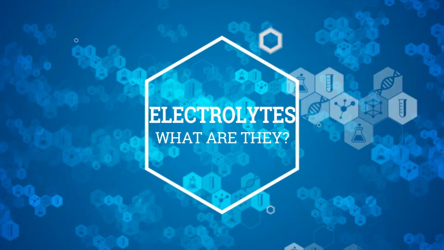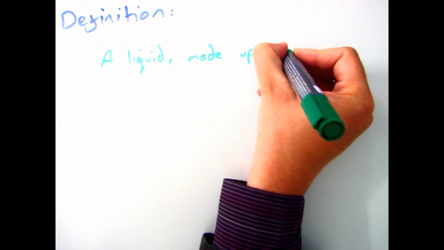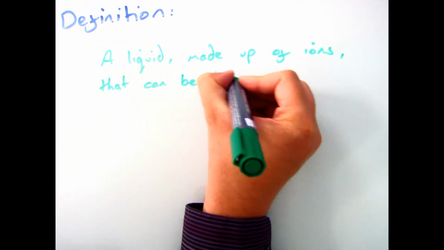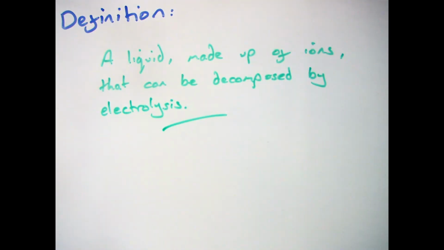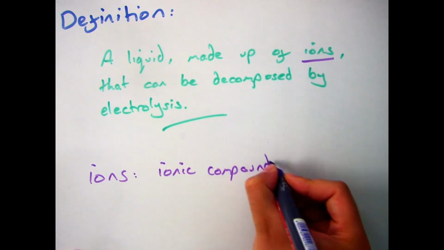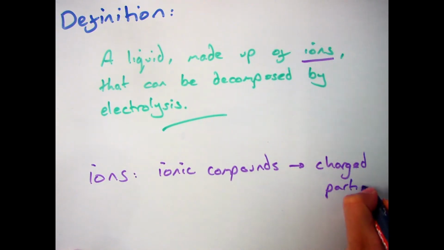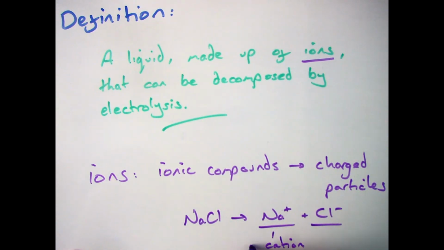This video is going to be focusing on what an electrolyte is. If we start off with the definition, an electrolyte is a liquid that is made up of ions that can be decomposed by electrolysis. Starting with the ions, you should remember that an ion comes from an ionic compound and they are charged particles, anions and cations. For example, sodium chloride contains two ions, Na+, which is your cation, and Cl-, which is your anion.